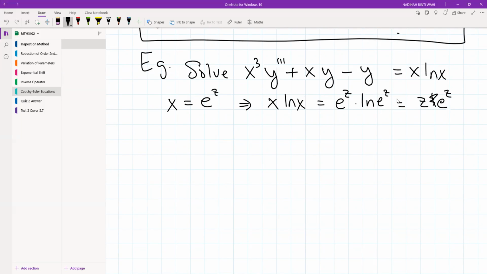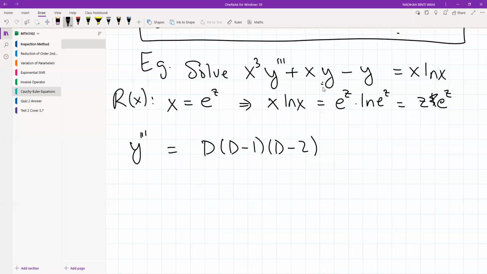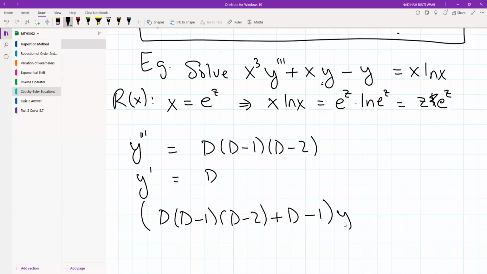Okay, so what do we do here? Substitute back for the right hand side. Then for the left hand side, I have the triple prime, which means y triple prime equals D times (D minus 1) times (D minus 2), and then I have the first prime, which equals D, the derivative. Substituting back, I get D times (D minus 1) times (D minus 2) plus D minus 1, of y, equals e to the z times z.